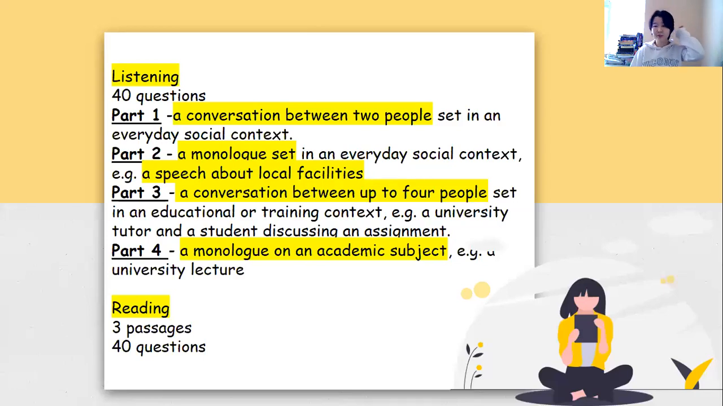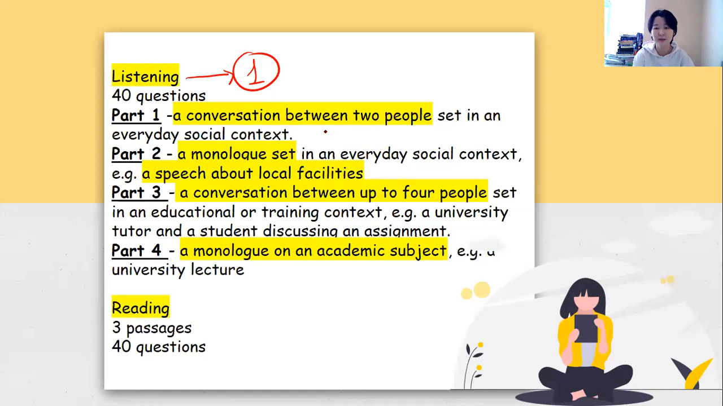So next section, this is a listening section, which consists of 4 parts and 40 questions. Don't forget that you will listen just once, okay? You cannot repeat a second time or third time. It's just impossible.